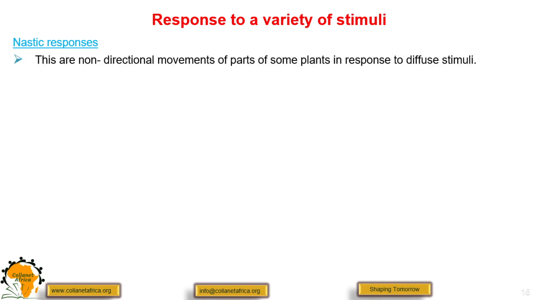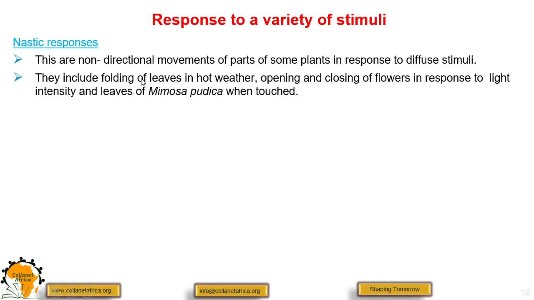Today, we want to discuss nastic responses, which are non-directional movements of parts of some plants in response to diffuse stimuli. Non-directional means they do not come from a particular direction. They have no direction actually. And they include folding of leaves in hot weather, opening and closing of flowers in response to light intensity, and leaves of a plant called Mimosa pudica when touched.